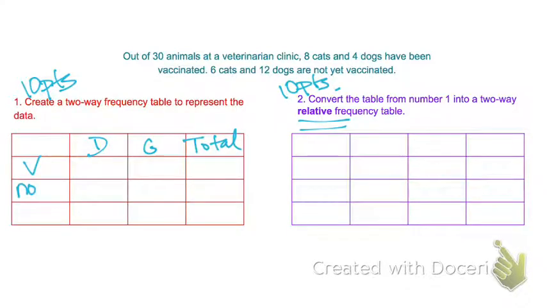vaccinated, not vaccinated. So just put your numbers in here and do the same over here, but you're dividing them all by the total number of dogs and cats.